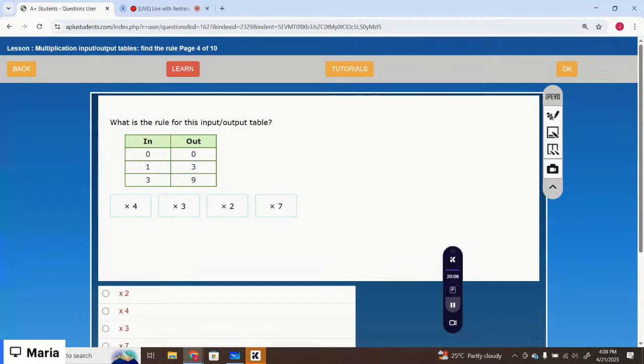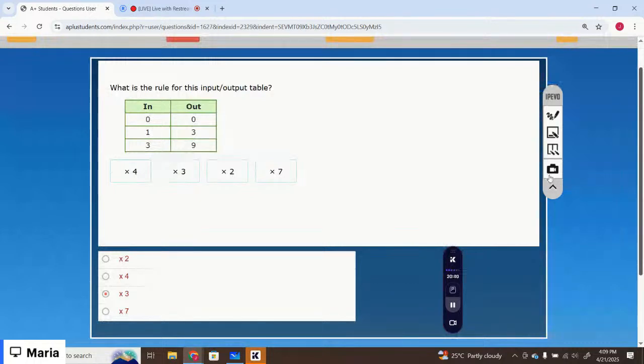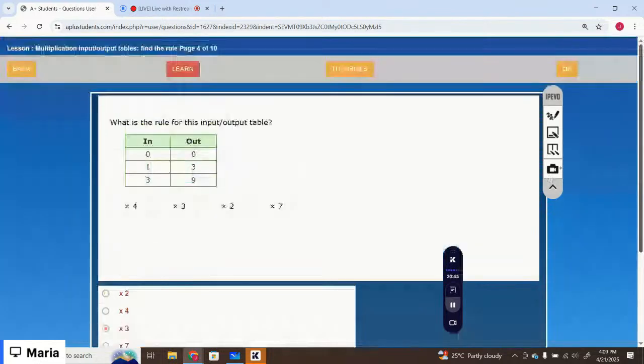What is the rule for the input output table? So which is the correct option? Option number 3 is the correct option. The rule is you have to multiply each input value by 3. These are the choices, the options 1, 2, 3, 4. Option number 3 is the correct option, that is, you have to multiply them by 3.